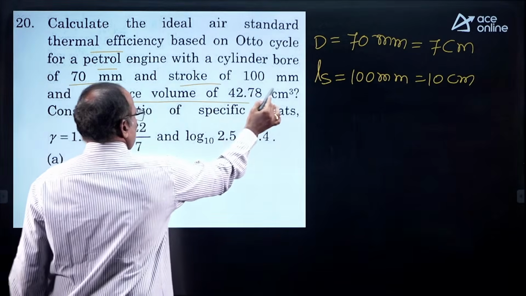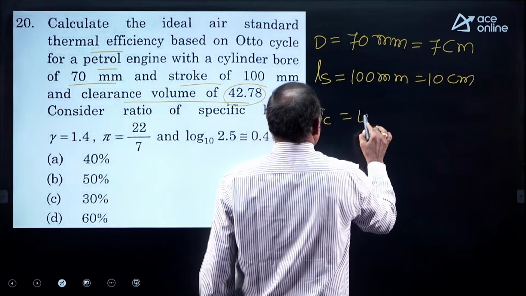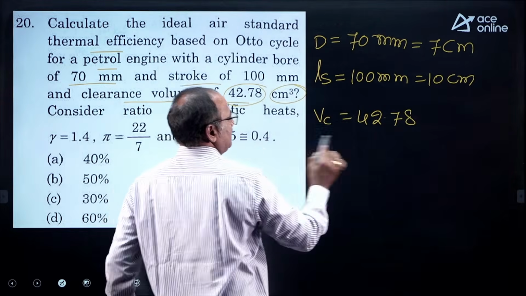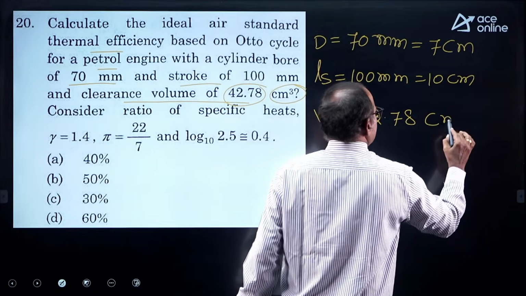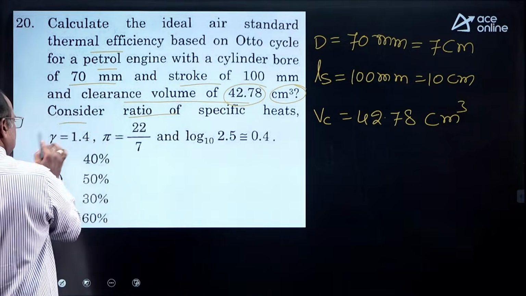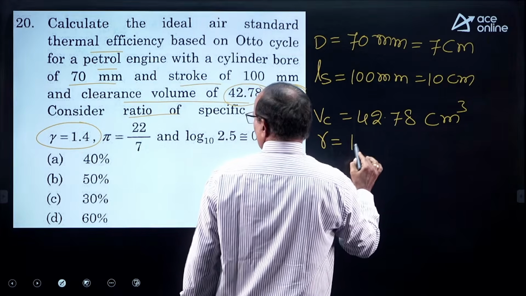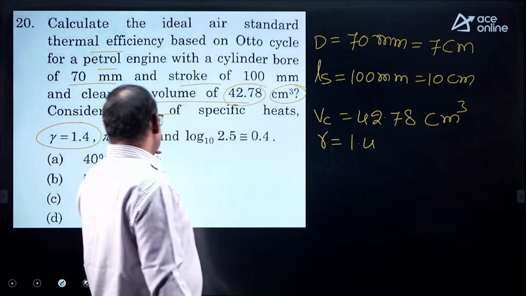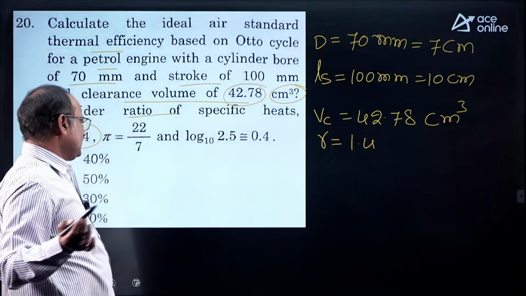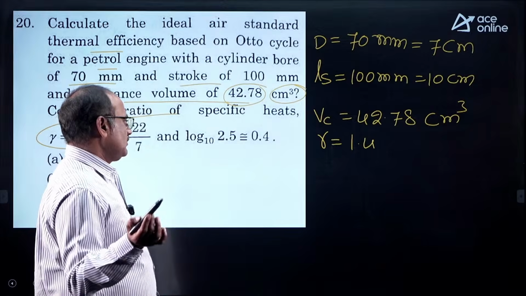And the clearance volume VC is equal to 42.78. Look at the units, cubic centimeters. Consider the ratio of specific heats, the adiabatic index gamma, equal to 1.4, and you are asked to take pi as 22 by 7. Some value is also given: log 2.5 base 10 equal to 0.4.